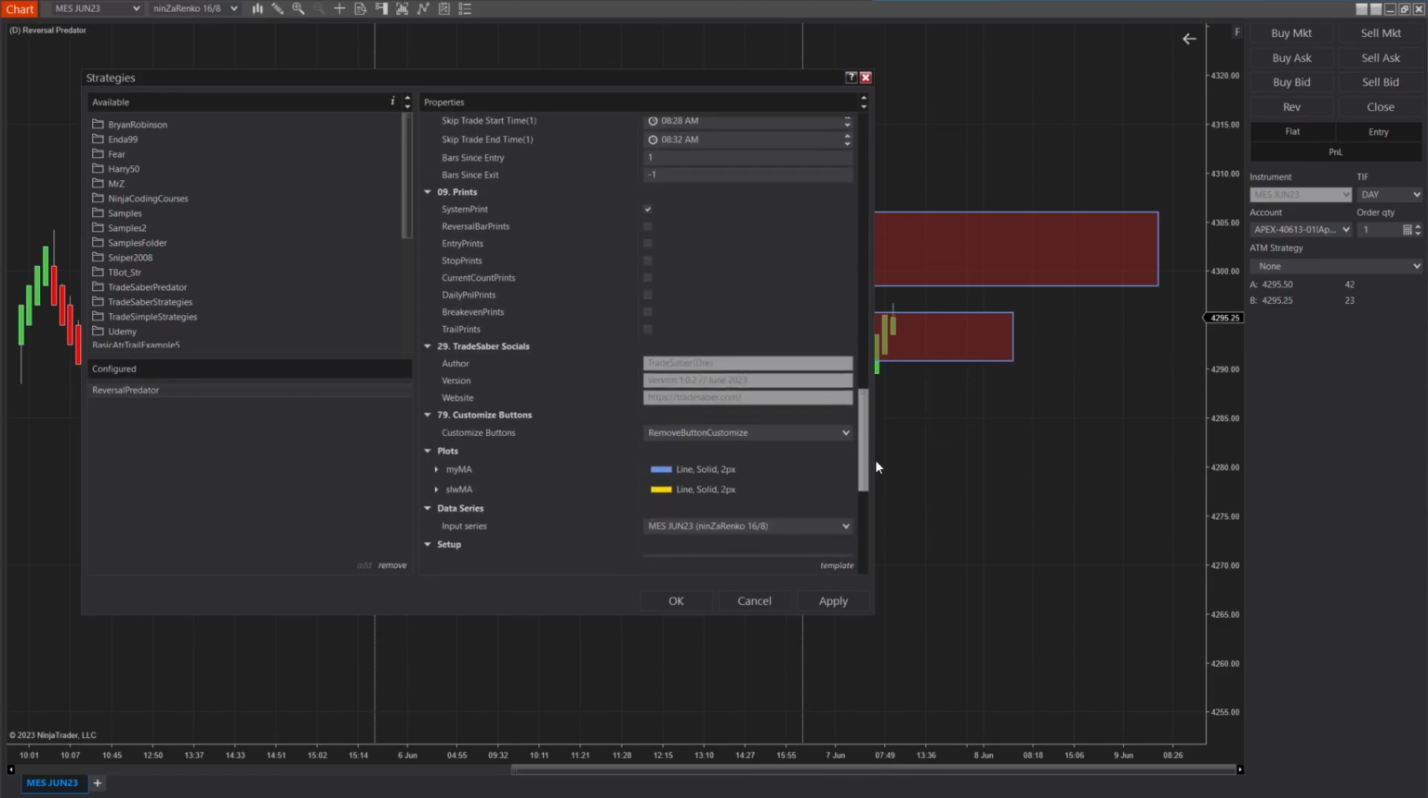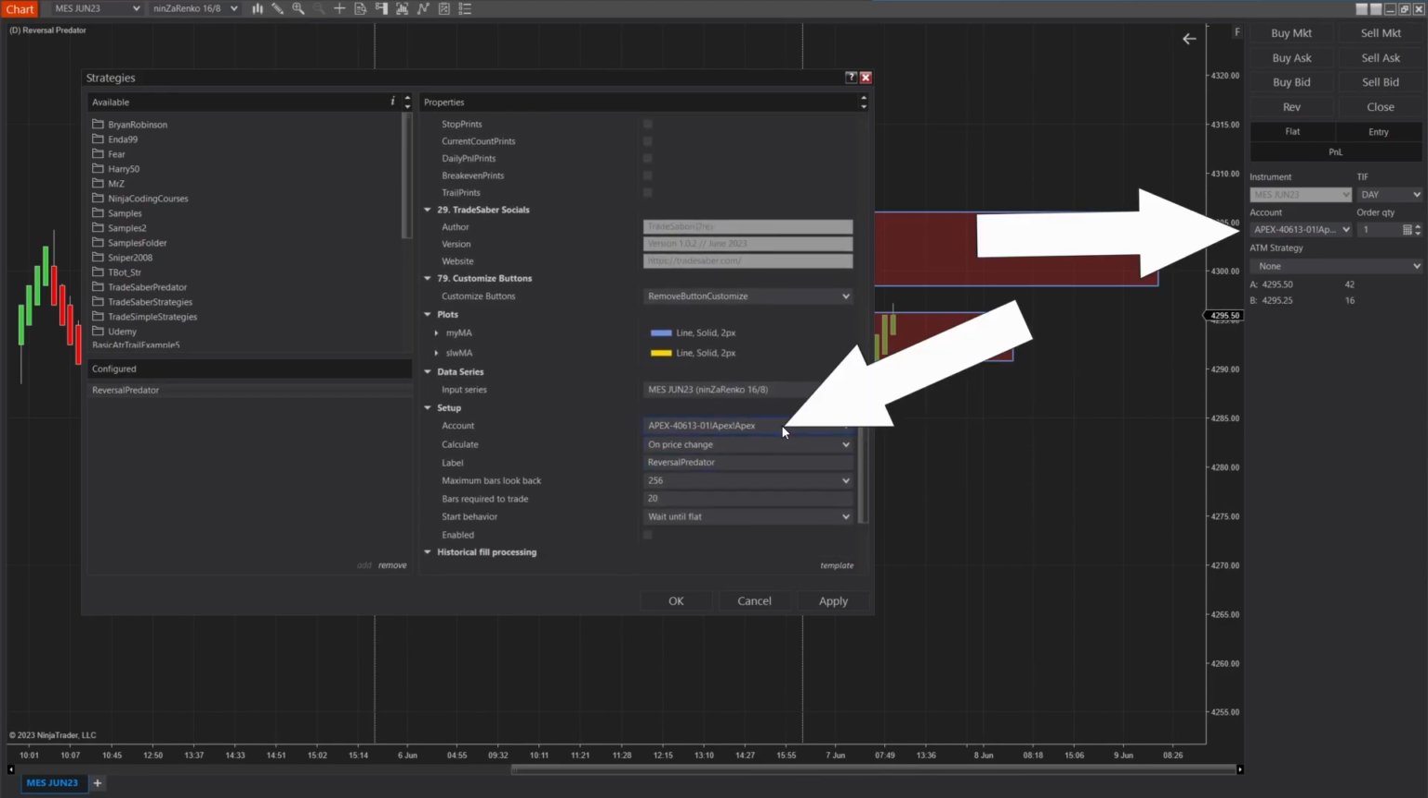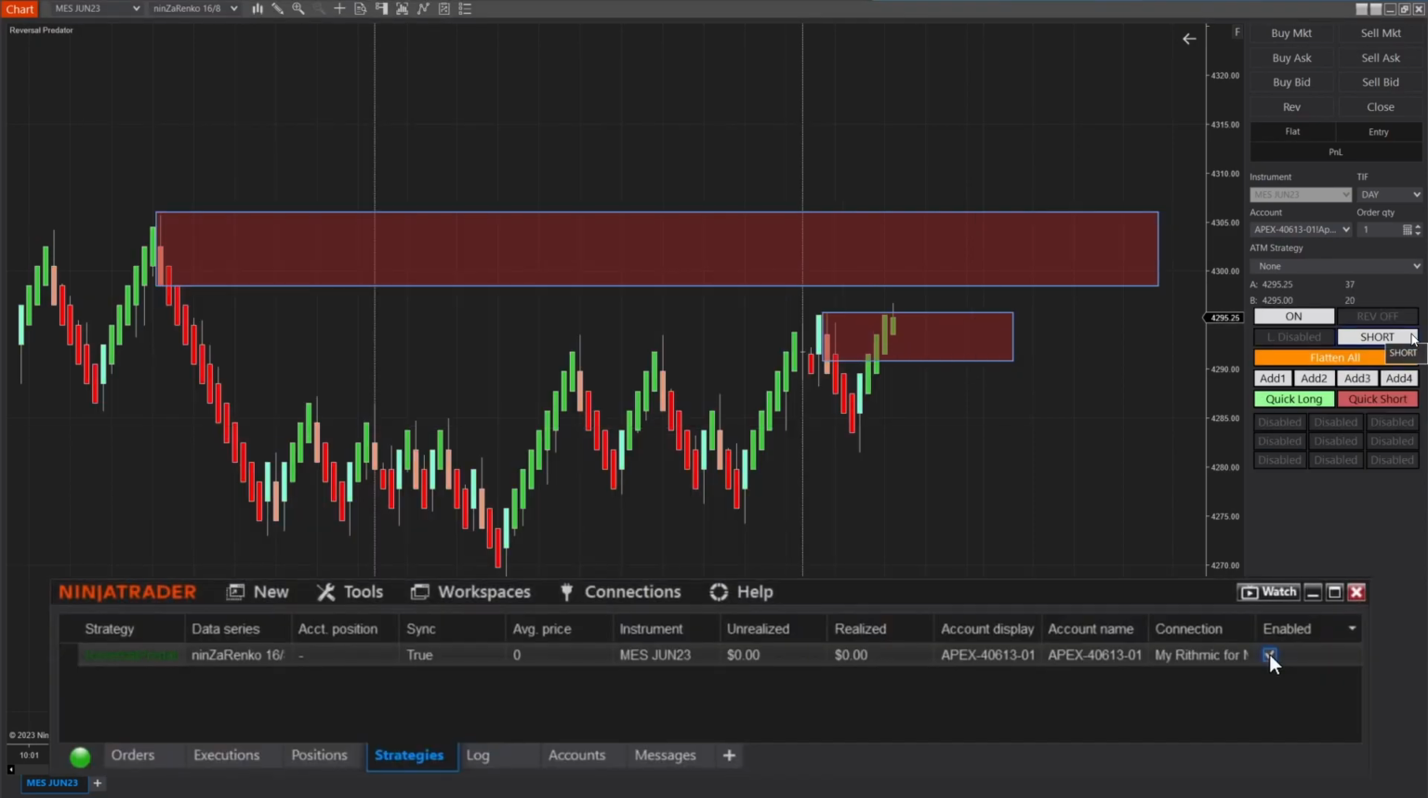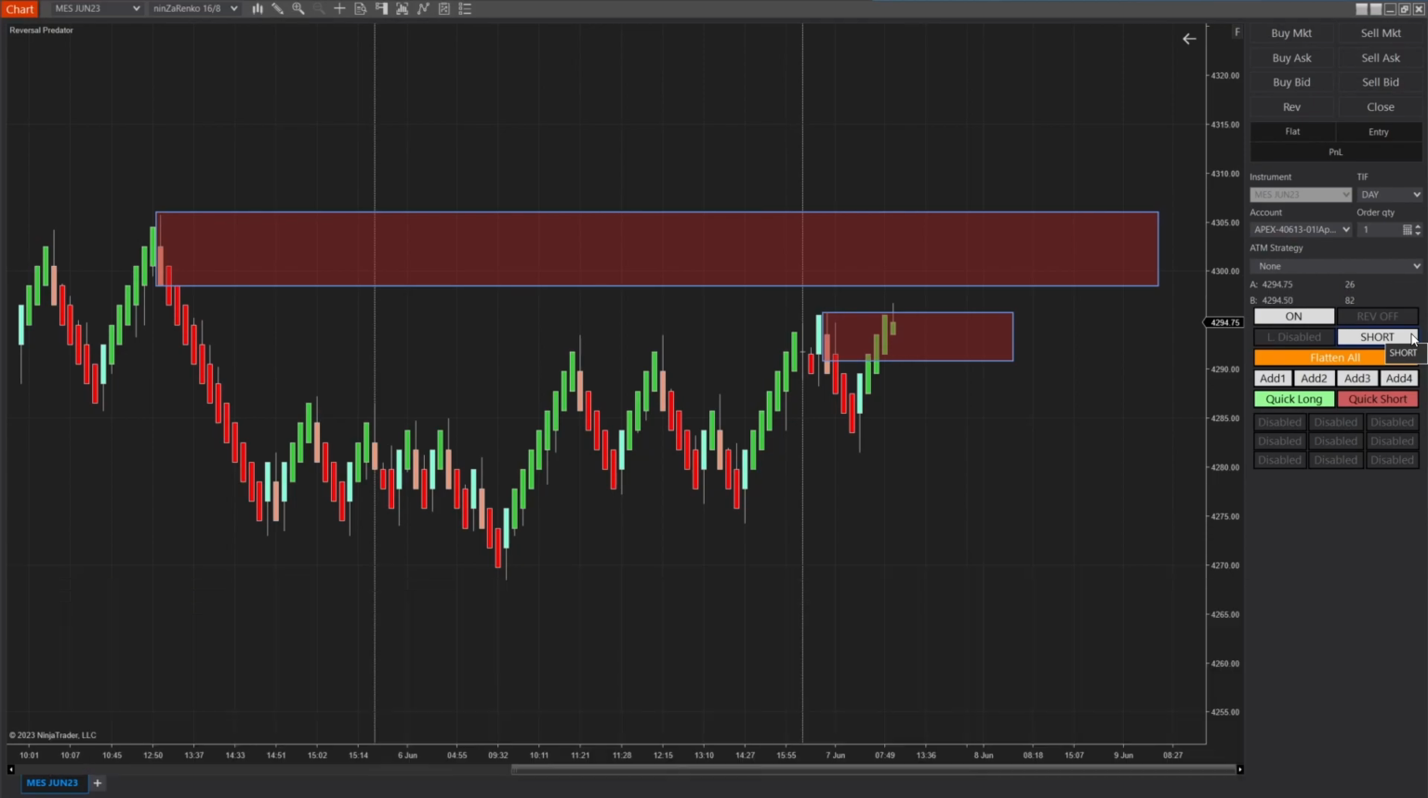Other than that, make sure you select the correct account. By default, it gets set to your Sim 101 account. So if you don't see a profit and a stop loss generated when you enter a trade, it's most likely because it's set to the wrong account. All right, now let's go to the charts and make sure you enable the strategy.